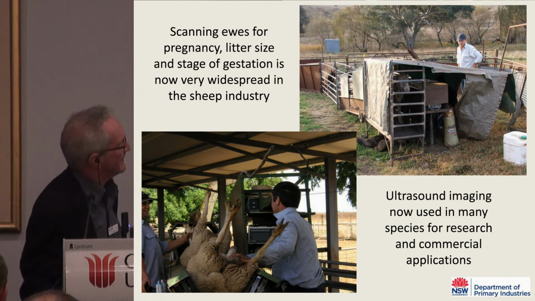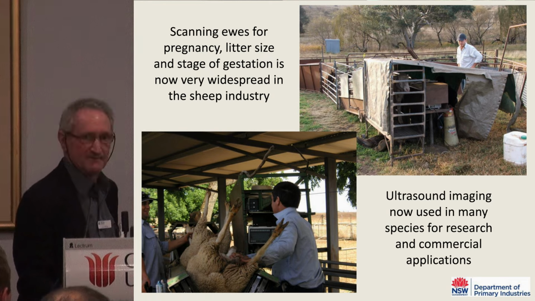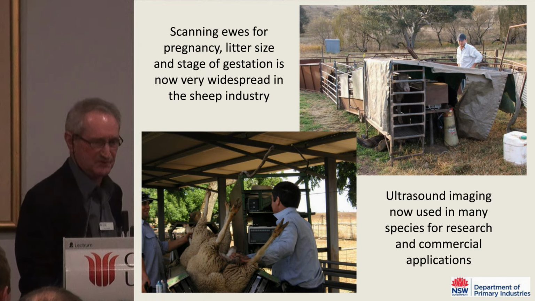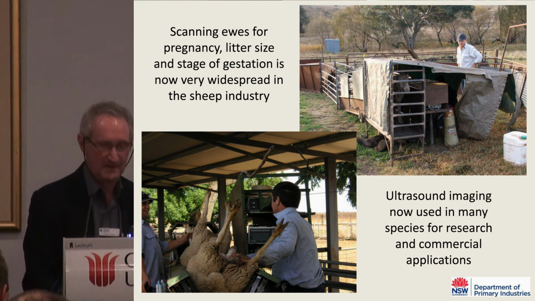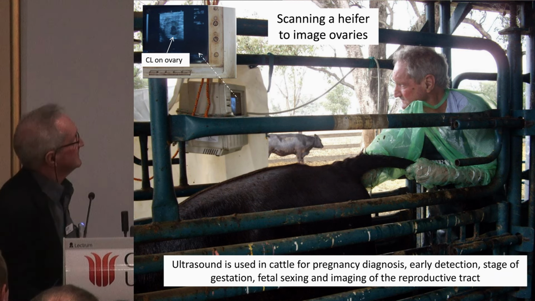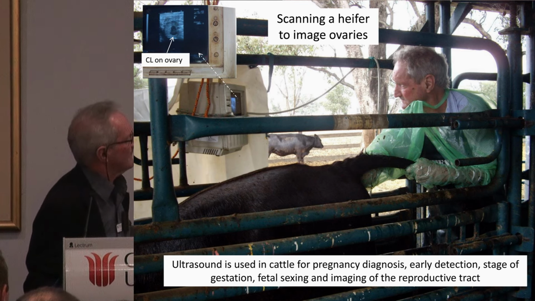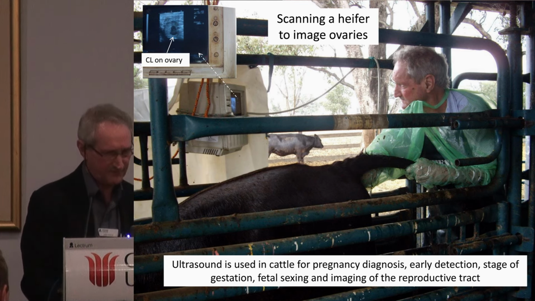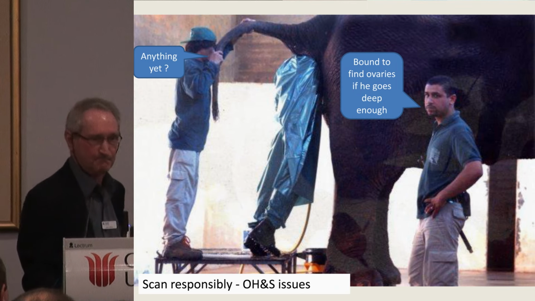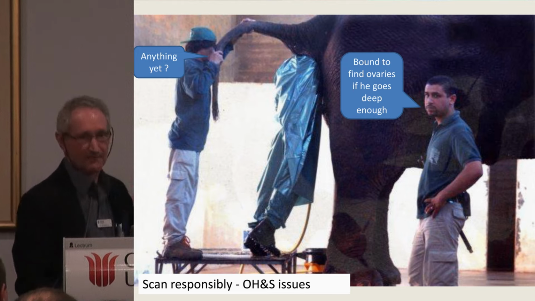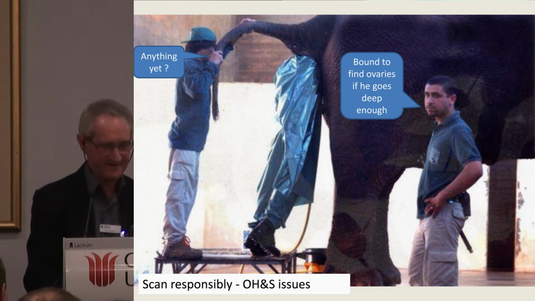Fortunately, we've got ultrasound imaging as a tool that's becoming very much used in a lot of species these days. Anyone that's got sheep will be pretty familiar with preg scanning for pregnancy and litter size. We're using it in cattle now. It's used a fair bit now, even just for regular pregnancy diagnosis as opposed to manual. But with technologies, as usual, some people go a bit over the top. We don't really recommend that.